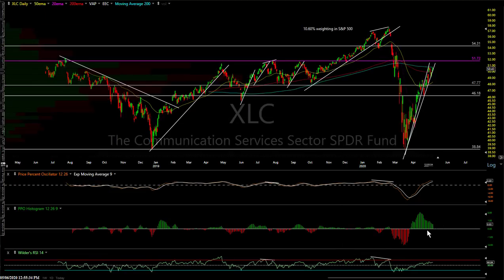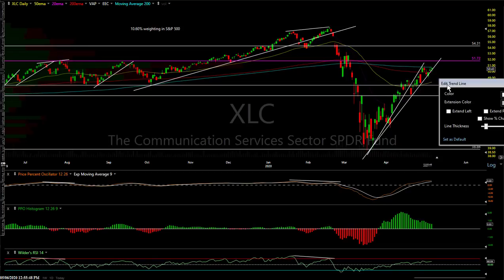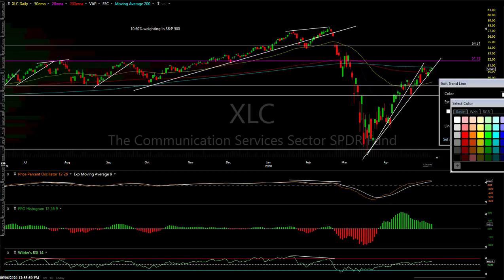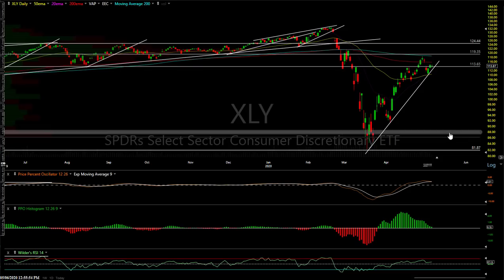XLC has been strong. Can't knock it. It's well above there. PPO is starting to flatten over. That's why the histogram's going down. But you have this secondary trend line. Like I said, this is a common theme among a lot of sectors. So this is the one to watch right now, I think, in XLC. We'll color that one up too. And then pretty big resistance overhead.